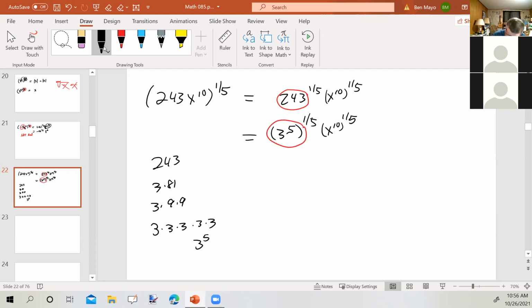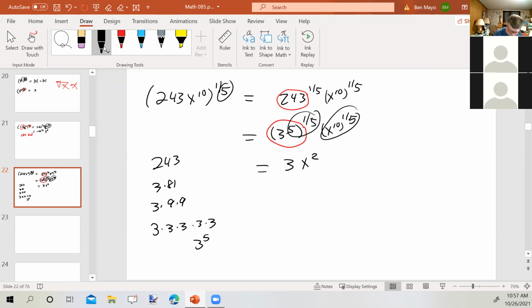Okay. A power raised to a power, you multiply the exponents. So this is 3 to the 5/5 or 3 to the 1 or just 3. This would be x to the 10/5 or x to the 2. So 3x squared. Now, I'm taking an odd root, so it doesn't matter whether the variable is positive or negative, but even so, since it's x squared, it couldn't be negative.